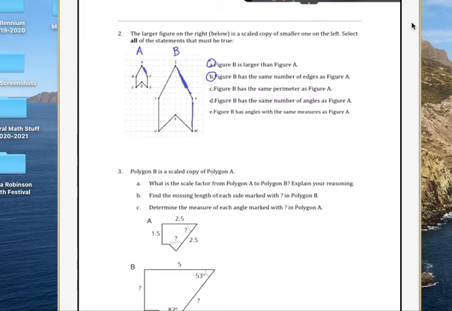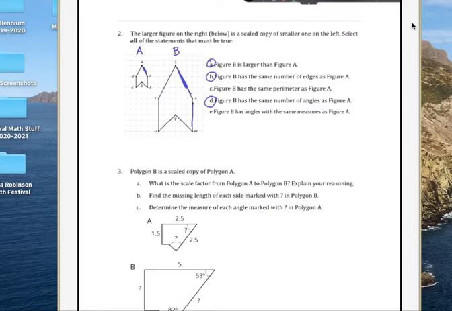D, figure B has the same number of angles. Well, that has to be true. They have to have the same number of angles, otherwise you'd have a different shape completely, right? This one has 1, 2, 3, 4, 5 angles. Actually 6, but this is a weird angle. And if there's one more, it would, again, cause a different shape. You'd have like some weird wing out here or something. Okay, so we don't want that.